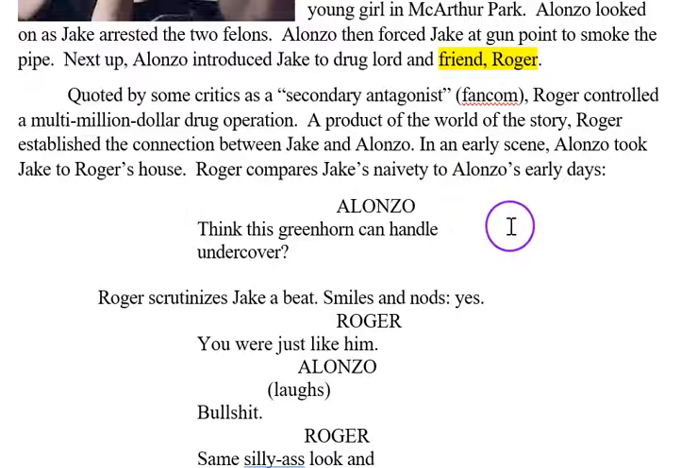Now this is important because this is the first time in this essay, and we're on page 2, this is the first time in the essay that we've ever introduced any evidence.